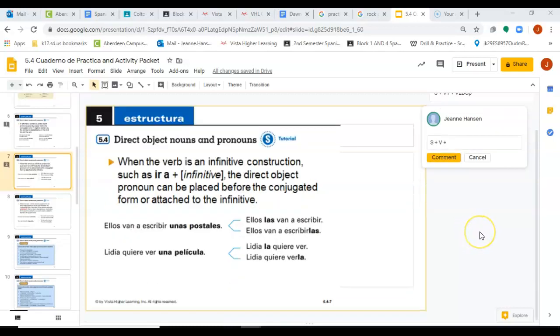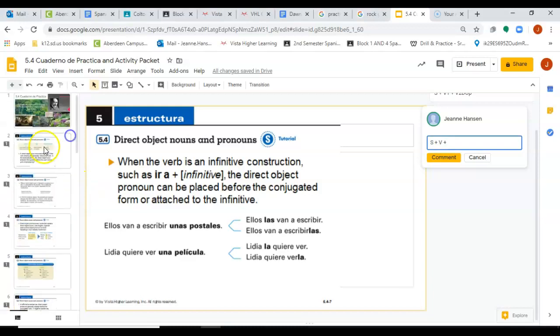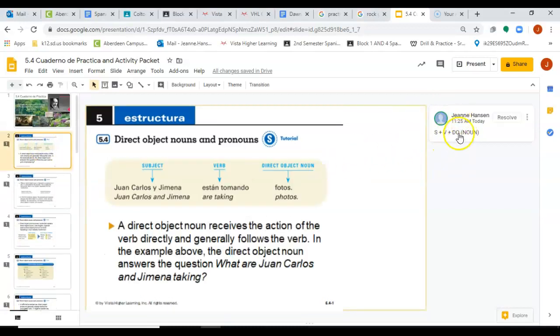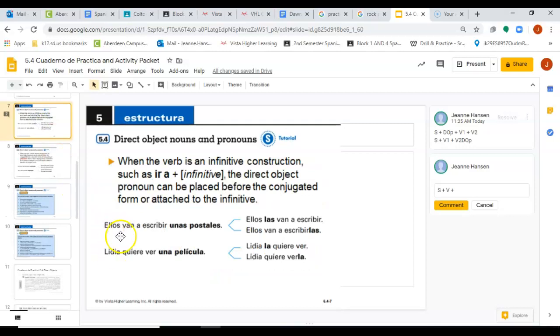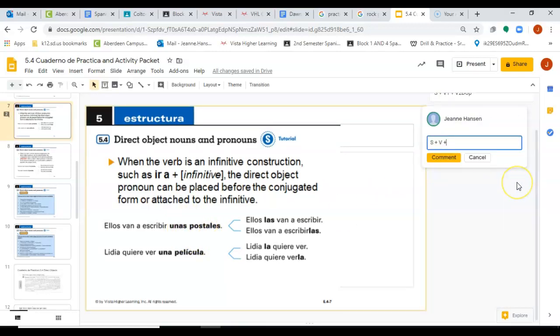Okay, so we're on this slide, and I just wanted to go back to show you earlier on. We talked about this pattern, right? Subject plus verb plus direct object when the direct object is a noun, right? When we get to the point where we want to add two verbs, in this case, going to, there are two verbs there, and the direct object is a noun, this pattern stays the same as what we had above.